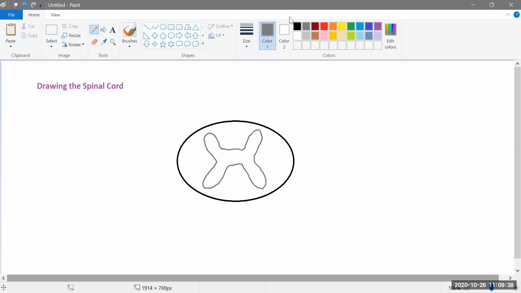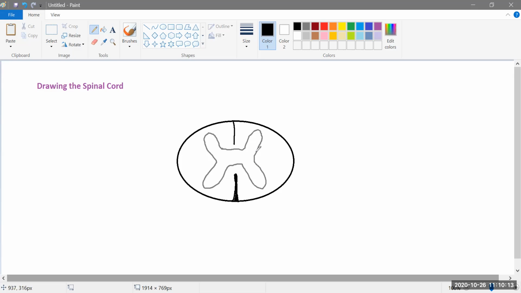And then we can go ahead and draw in the posterior median sulcus right here. And the anterior median fissure is a little bit wider. So I'm just going to make that a little bit of a wider structure. And then we've got the two posterior white columns, the two anterior white columns, and then the lateral white columns. And then in the butterfly shape, we've got the two posterior gray horns and the two anterior gray horns.